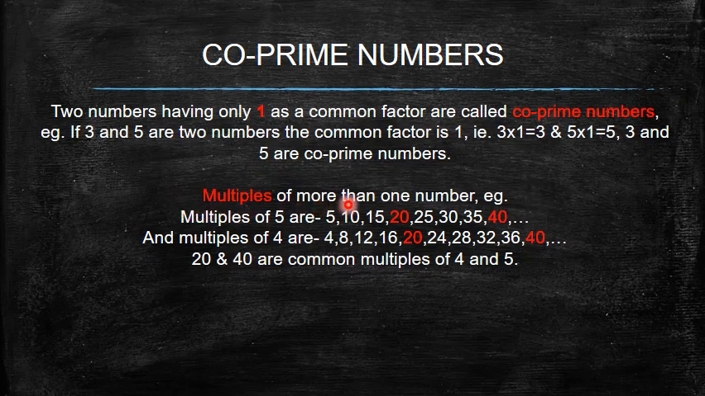Multiples of more than one number, for example, multiples of 5 are 5, 10, 15, 20. See the table of 5, carry on till infinity. And multiples of 4 are 4, 8, 12, 16, the table of 4 till infinity. Here we see that 20 and 40 are common multiples of 4 and 5.